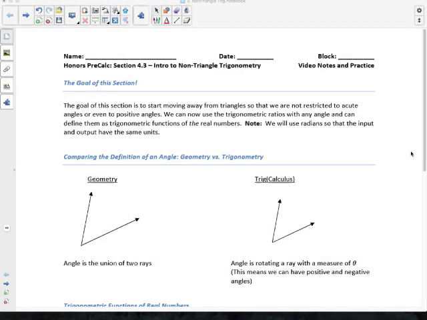Today we're going to be talking about non-triangle based trigonometry. So the goal of this entire section is to move beyond triangles so that we're not restricted by acute angles anymore or even positive angles. So we'll be able to work with obtuse angles, angles bigger than 180, bigger than 360, just pretty much any angle we want. And we will be able to define the trig ratios in terms of trig functions of the real numbers. So it's kind of a big deal.